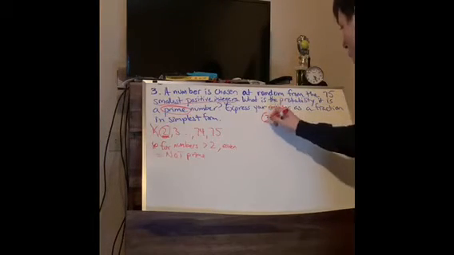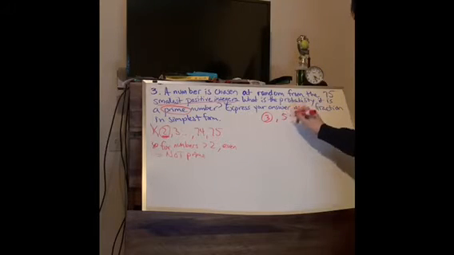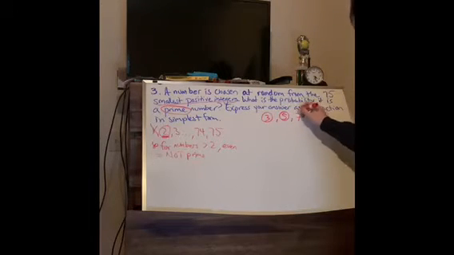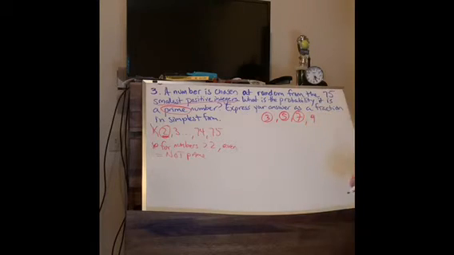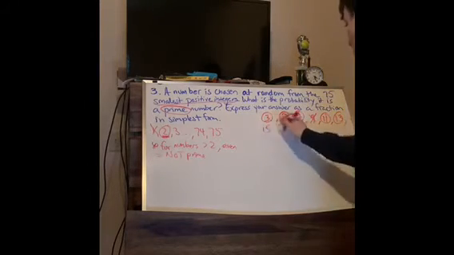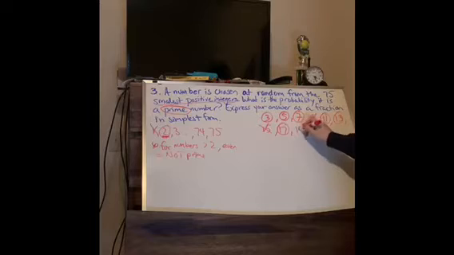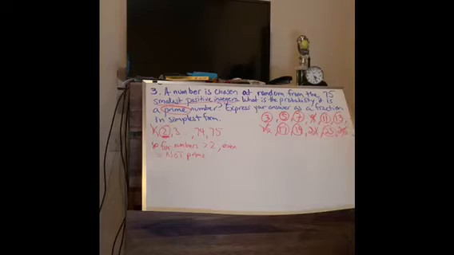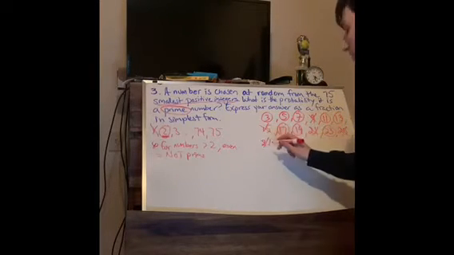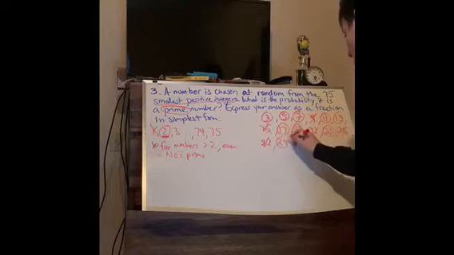3, absolutely, it's prime. 5, absolutely. 7, absolutely. 9, well, that's not prime, 3 times 3. 11, absolutely. 13, absolutely. 15, nope, 3 times 5. 17, absolutely. 19, absolutely. 21, nope, 3 times 7 doesn't work. 23, absolutely. 25, nope, that's a perfect square, 5 times 5. 27 does not work, 3 times 9. 29 does work though.